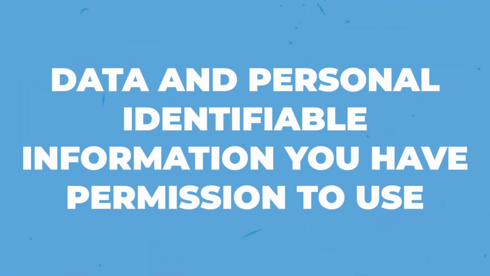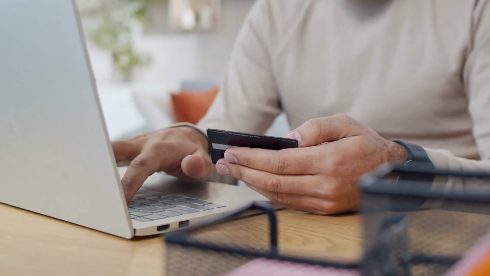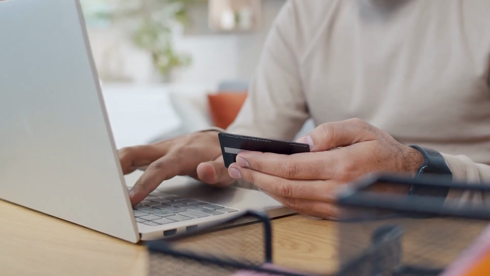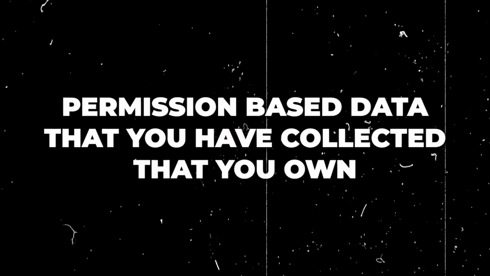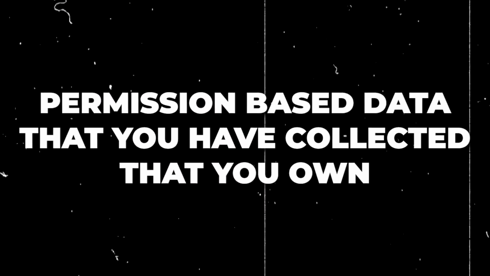Now, first party data is data and personal identifiable information that you have permission to use. This could be from a customer who has purchased from you either online or offline, someone who has willingly given you their email address to opt in for something, to subscribe to your newsletter, and any of the above. But it's permission-based data that you have collected that you own.